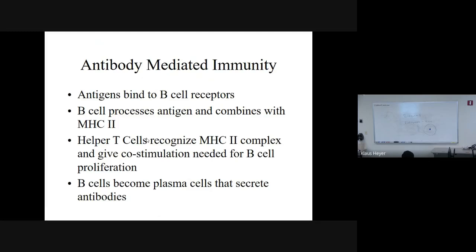So this is like the process here, right? The B cell gets the first stimulation from the MHC molecule. Then it gets the co-stimulation from the helper T cells. And then they become plasma cells that secrete antibodies. We're going to talk about what antibodies do. Got one more slide. Yeah, this is the other side. This is the antibody-mediated immunity.